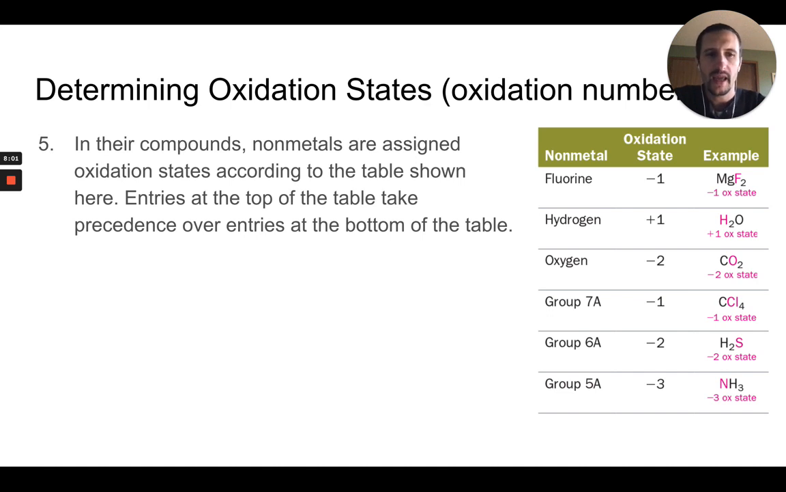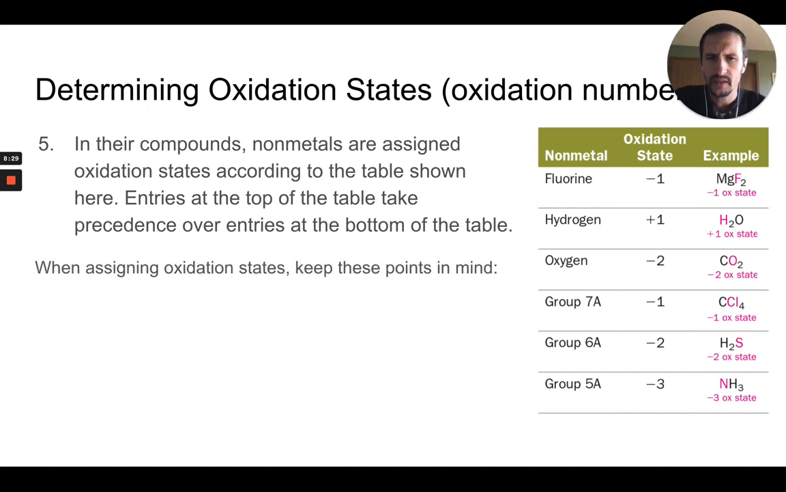Group 7A, those are the halogens. Group 6A, those are the elements underneath oxygen. And Group 5A, those are the elements nitrogen and underneath nitrogen. The entries at the top of the table take precedence. So this is hierarchical, meaning if 2 rules conflict, you got to go with the one that's higher.